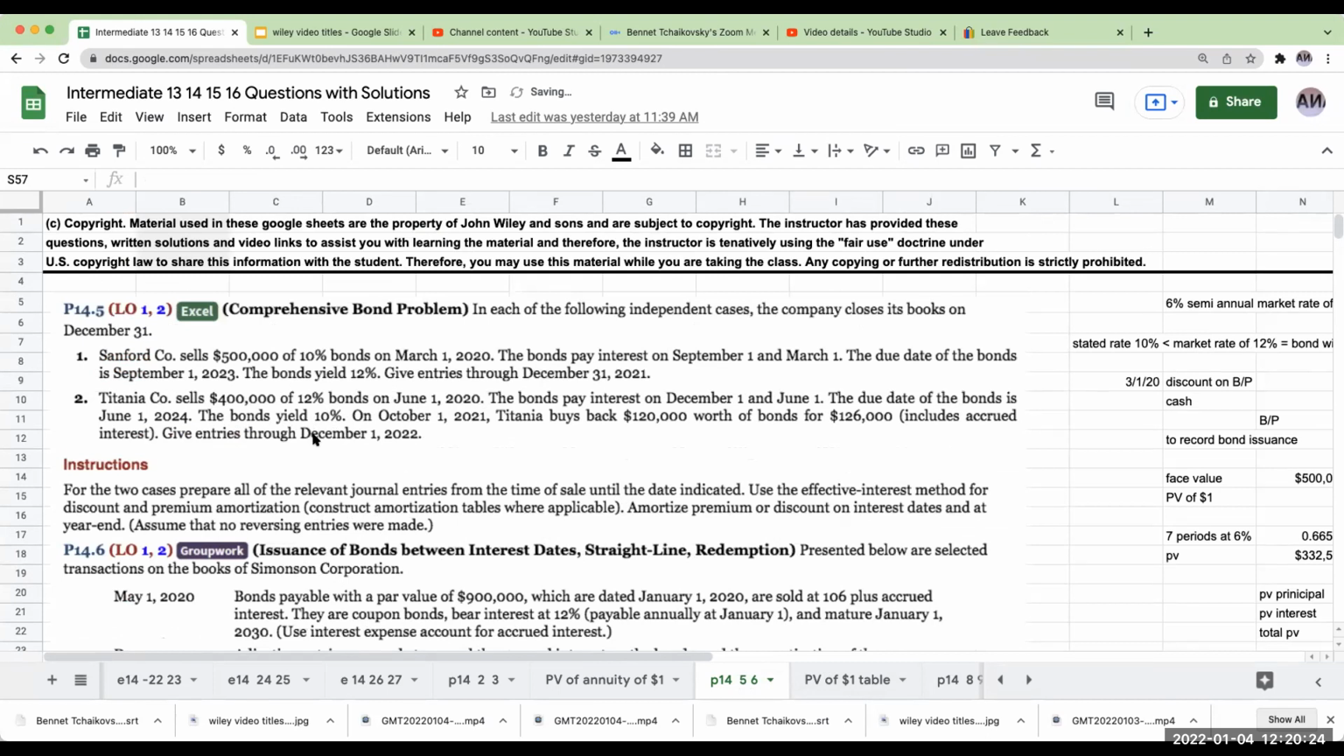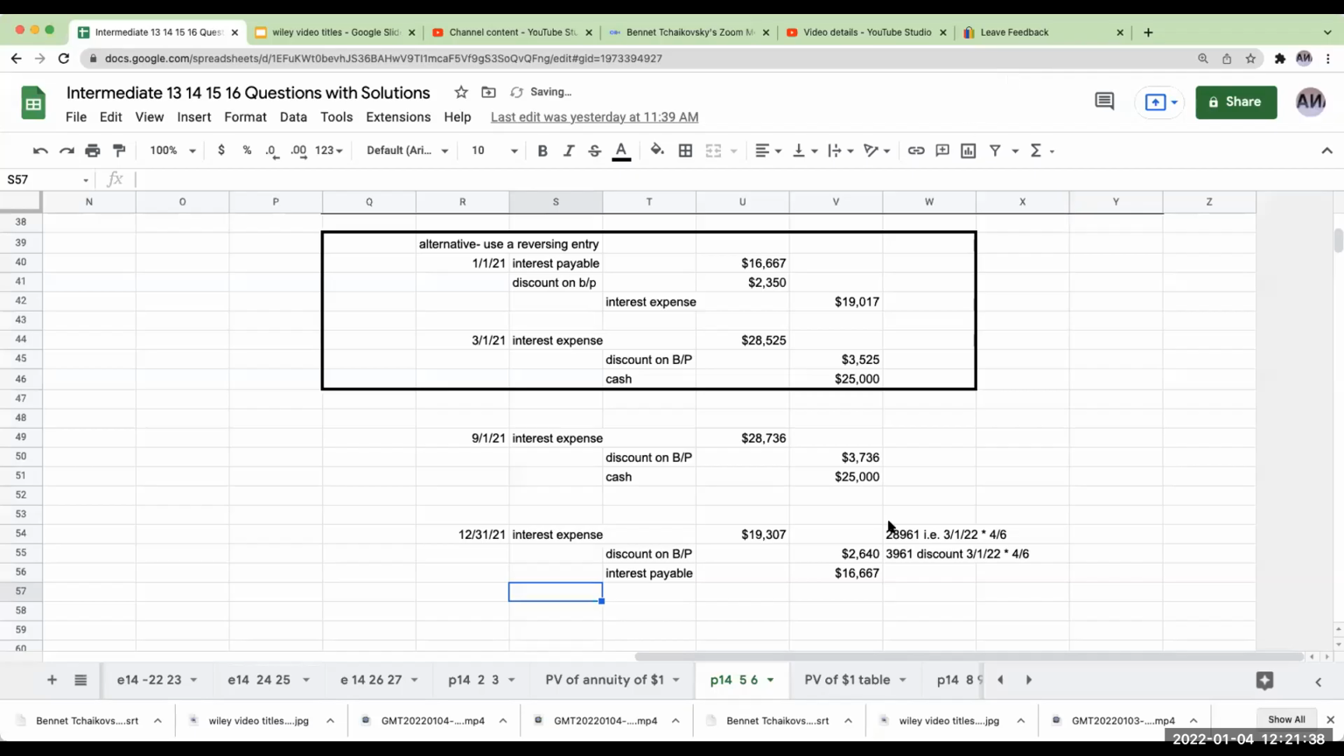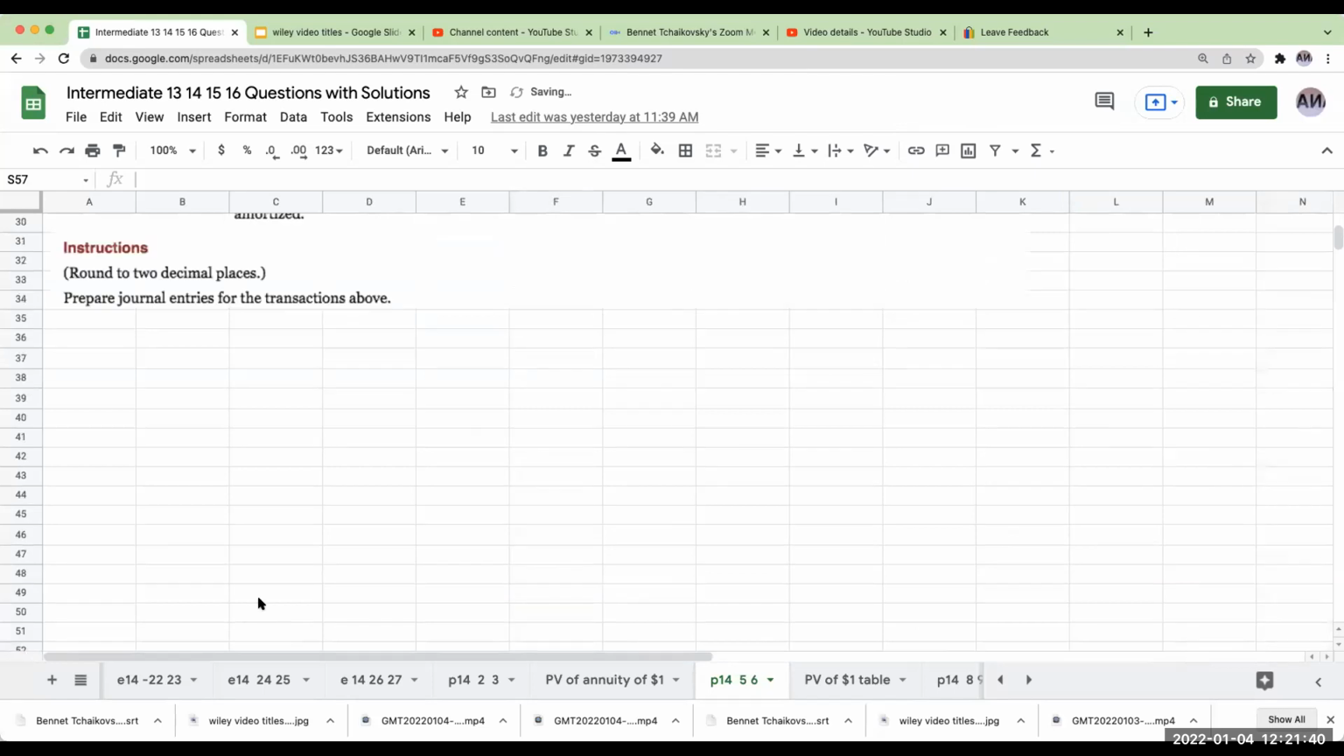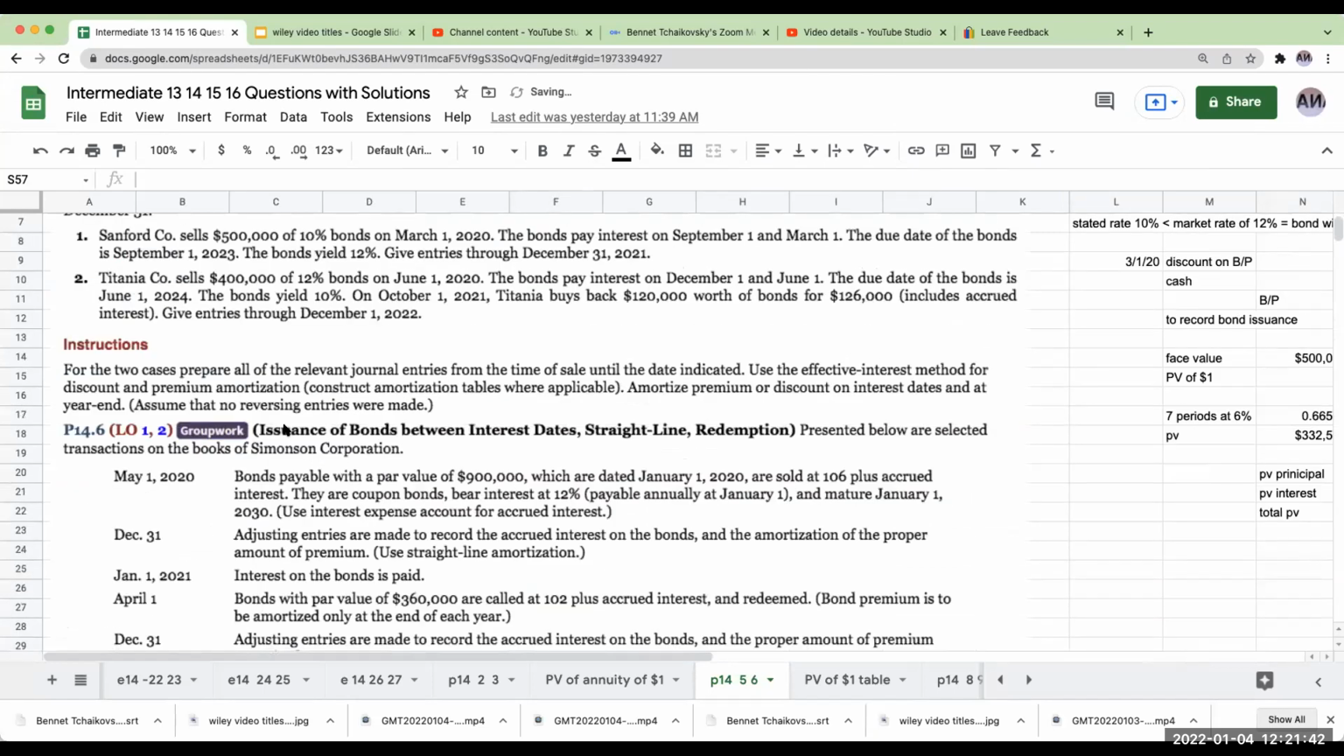Okay, so let's now take a look at number 2. This company sells 400,000 of 12% bonds on June 1st, 2020. The bonds pay interest on December 1st and June 1st. The due date of the bonds is June 1st, 2024. Before I go any further, I'm just going to check my solution. Okay, I did that part correct. Hopefully I can do this one too.